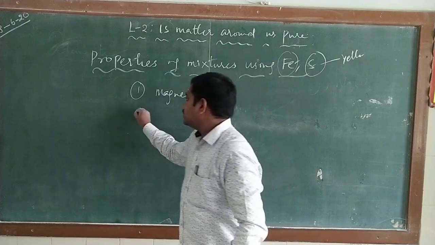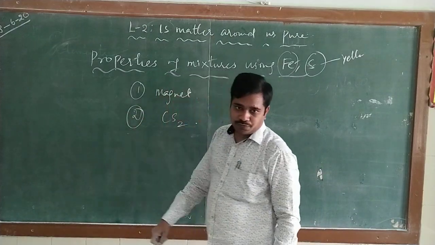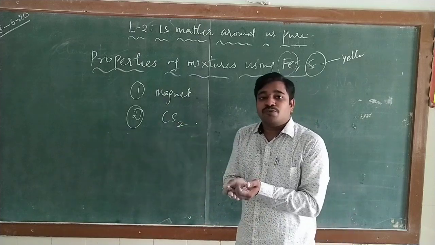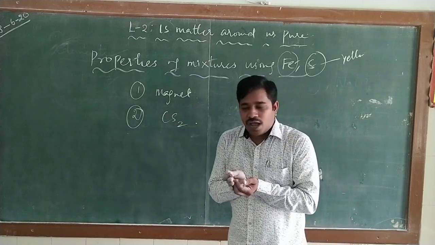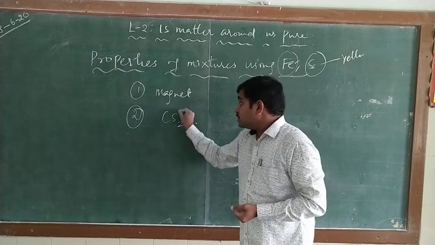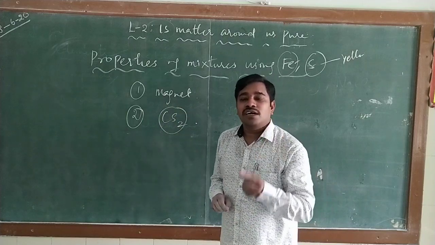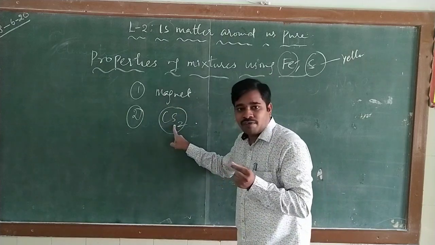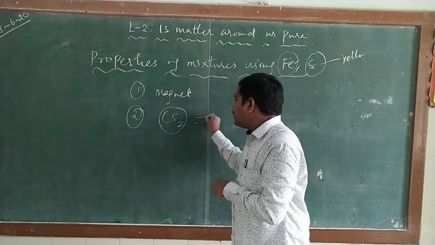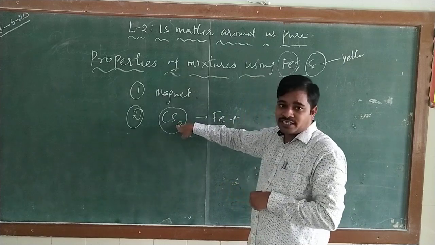And next, by using an organic liquid called CS2, carbon disulfide. For example, if we take a mixture of iron and sulfur and add some amount of carbon disulfide, iron cannot react with this carbon disulfide. Only sulfur reacts with the carbon disulfide, and the sulfur is dissolved in carbon disulfide. Now we get iron separately, and the sulfur is dissolved in the carbon disulfide.